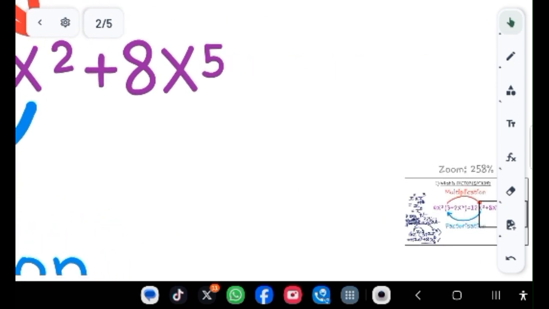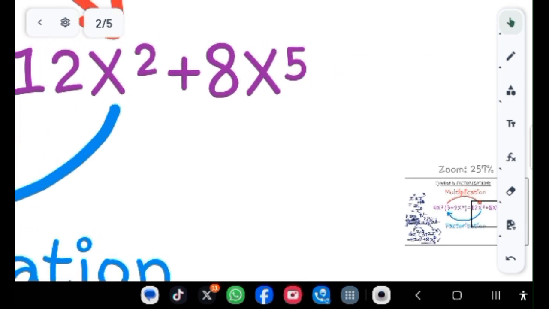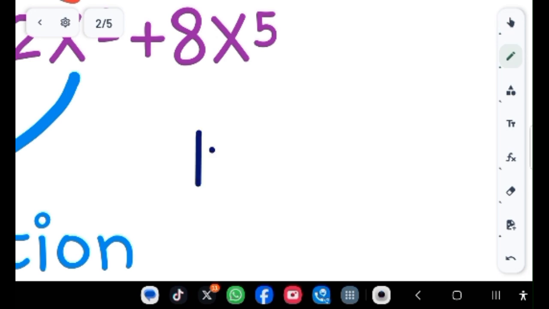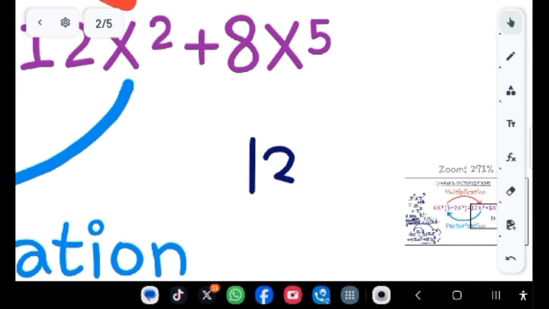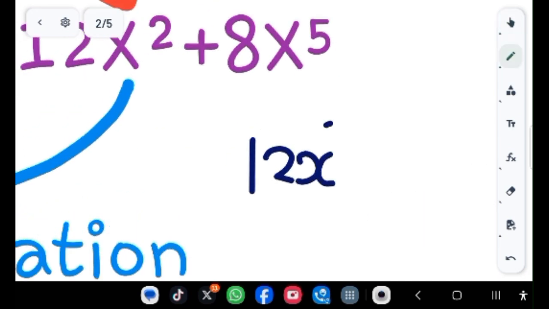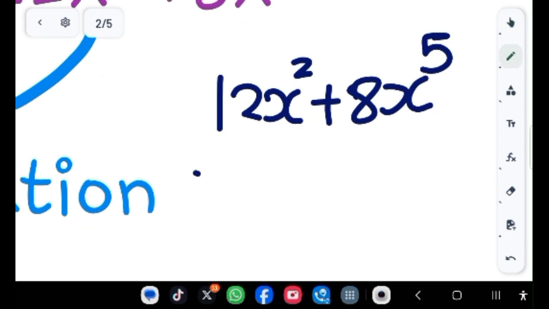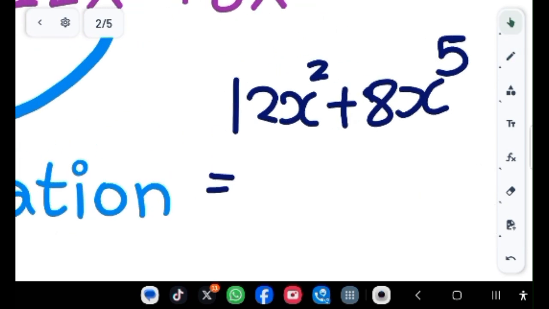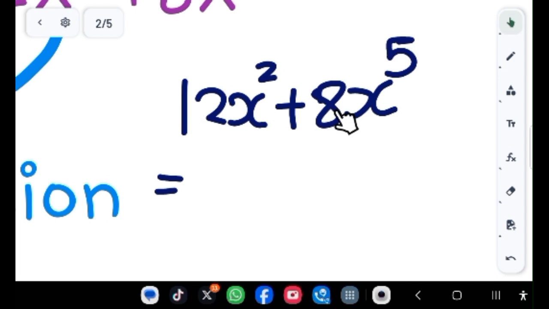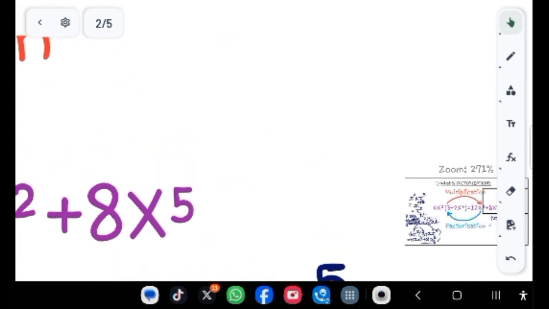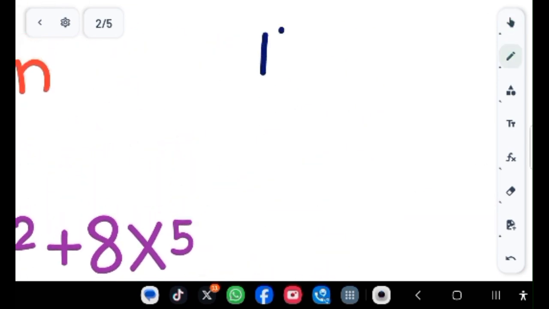What we do when we go back, you're going from the product 12x squared plus 8x to the power of 5. How do you go back? This is what you do. You look at your common factor, the highest common factor between 12 and 8. You find the highest common factor between 12 and 8.